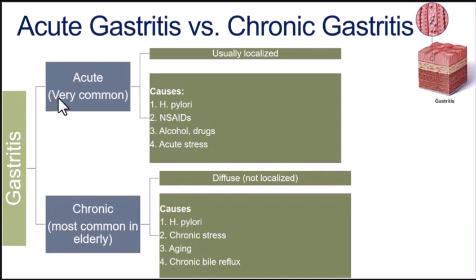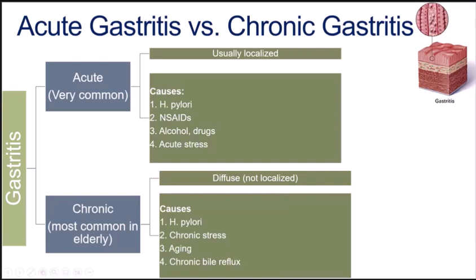Acute, which is more common, is usually something that comes on more suddenly and oftentimes more localized, whereas chronic is something that persists for a much longer period of time, and oftentimes because it's been around for a while and a problem for that person, it's usually more diffuse throughout the stomach rather than localized to a particular area of the stomach.